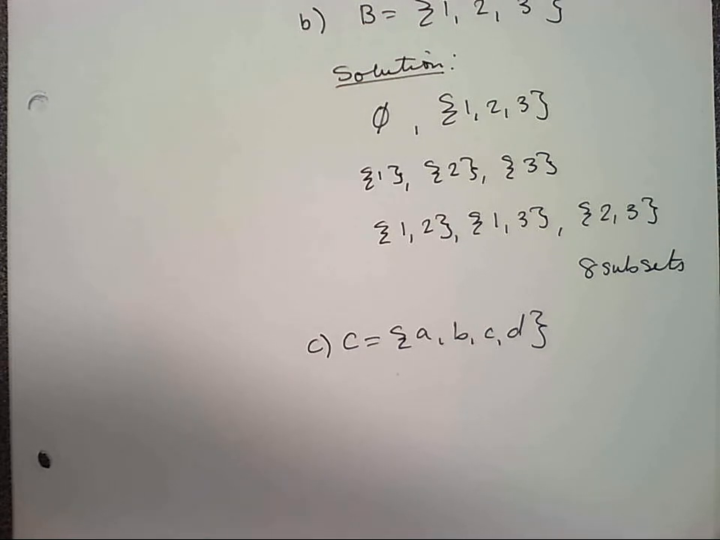All right, so try to write them all down. The thing that's important is to try to do it in a systematic way, right? First, list all one-element sets, then list all two-element sets, then list all three-element sets.